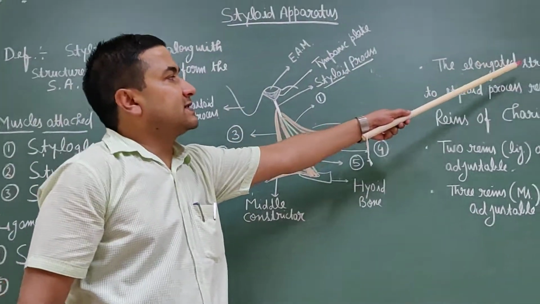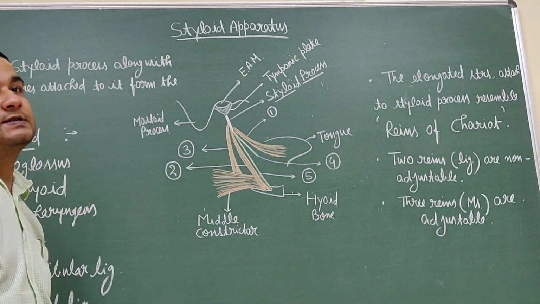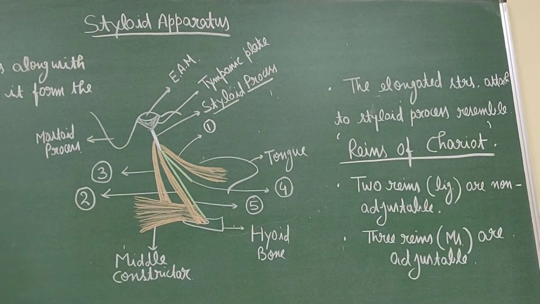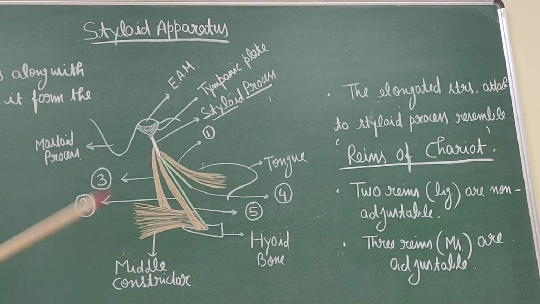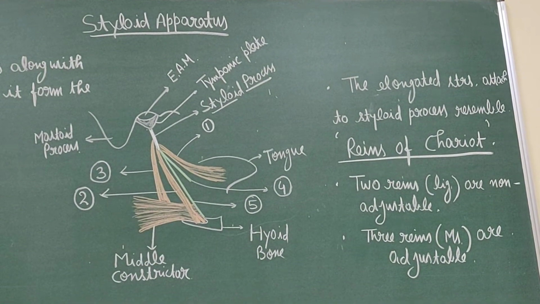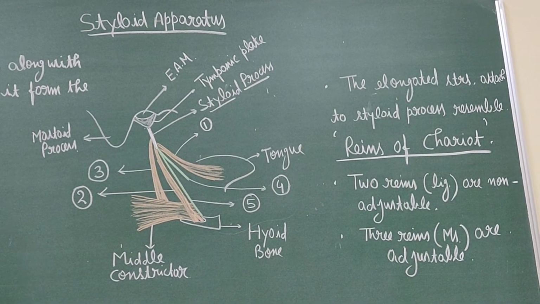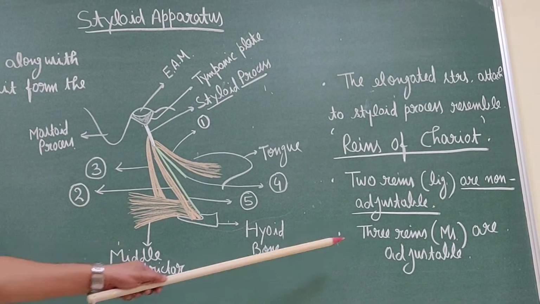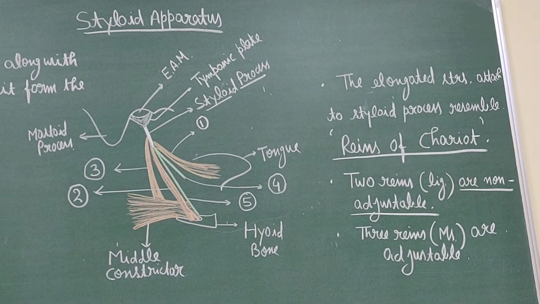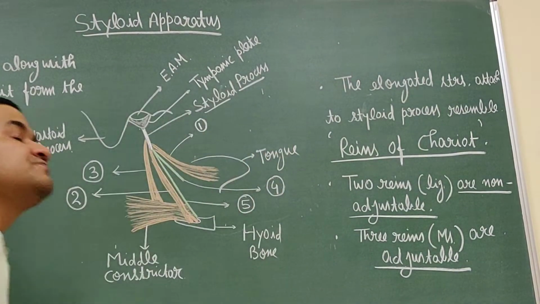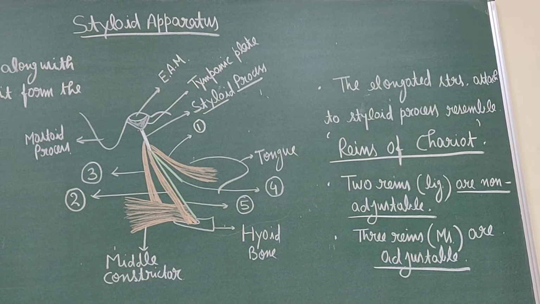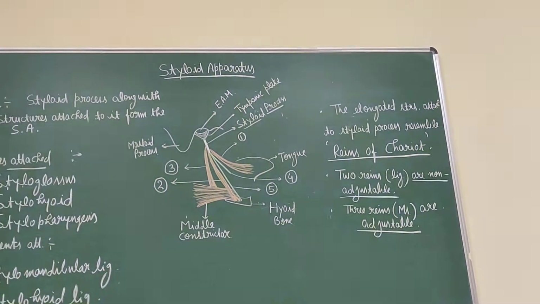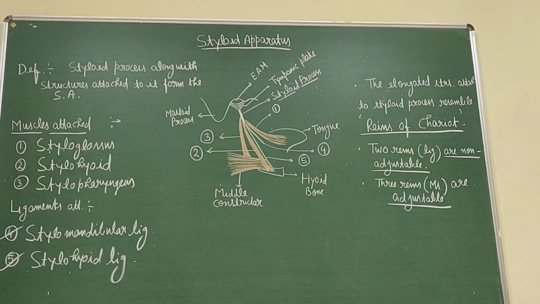These elongated structures attached to the styloid process resemble the reins of a chariot, out of which these two reins, the ligaments, are non-adjustable, while the three reins, the muscles, are adjustable. These three muscles belong to three different regions, and they have three different nerve supplies.